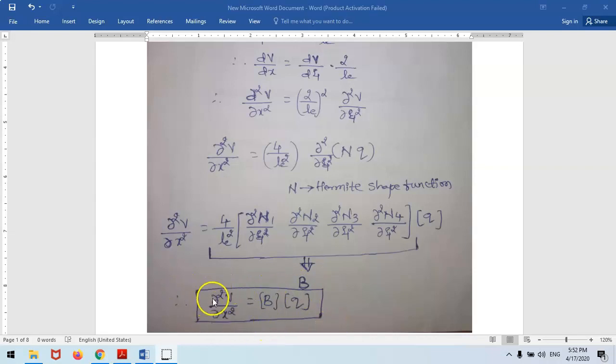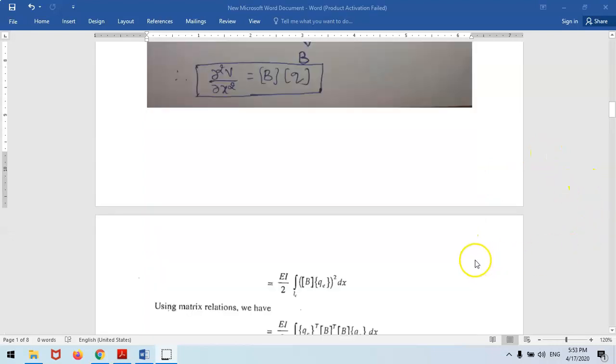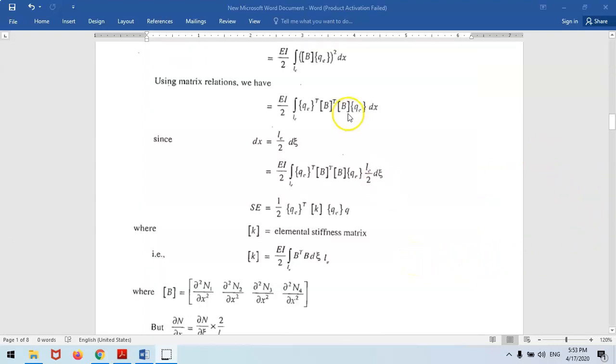So dou square v by dou x square is equal to B into q will be the final equation, where we are going to substitute dou square v by dou x square by B into q in the strain energy equation. This is the next step after that. We are replacing dou square v by dou x square in the equation, that is, strain energy is equal to EI by 2 integration over LE of (B into q) whole square dx.